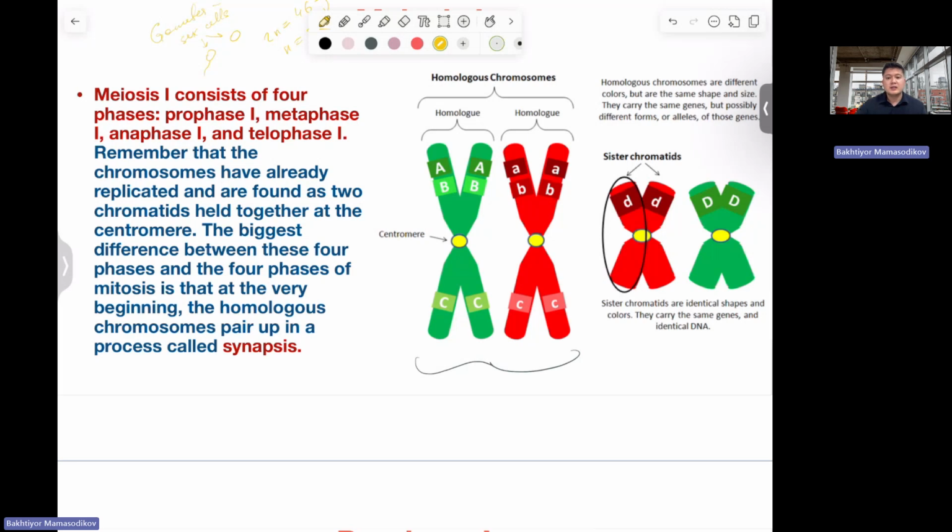But there are some additional things. There are 4 additional things in prophase 1: synapsis, tetrad formation, crossing over, and pairing up of homologous chromosomes. So actually, synapsis is happening. First of all, what is synapsis actually?